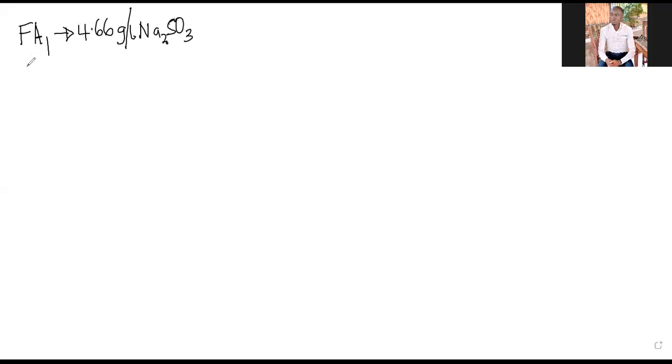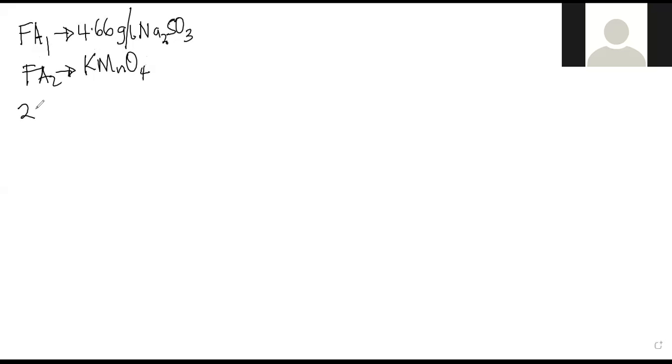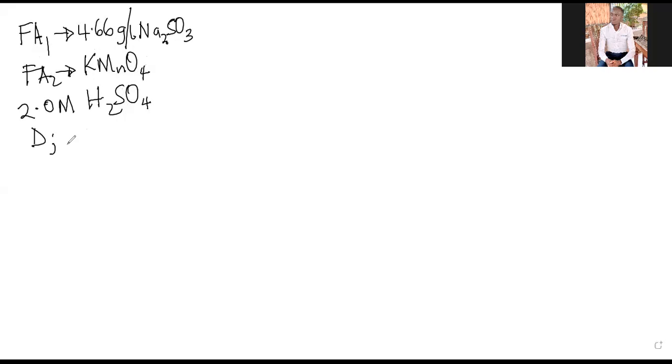Then FA2 is potassium manganate(VII) solution. Then 2.0 M sulfuric acid. Then solid D, which is impure ferrous oxalate. One can call it ferrous ethanedioate. This is a very good question. You are required to determine the molar concentration of potassium permanganate in FA2, then the percentage purity of the ferrous oxalate sample.